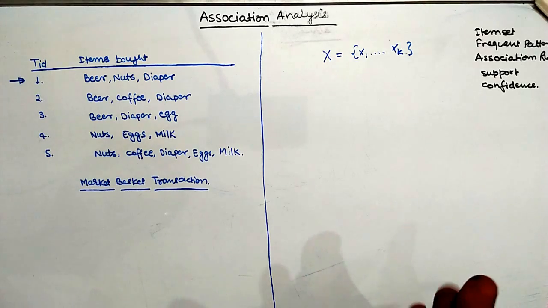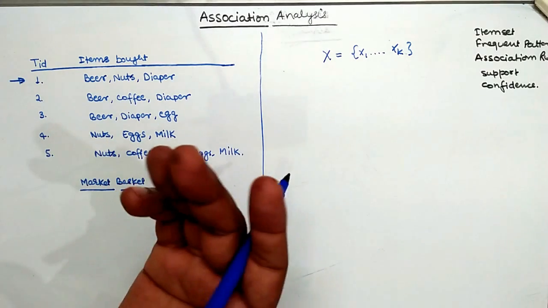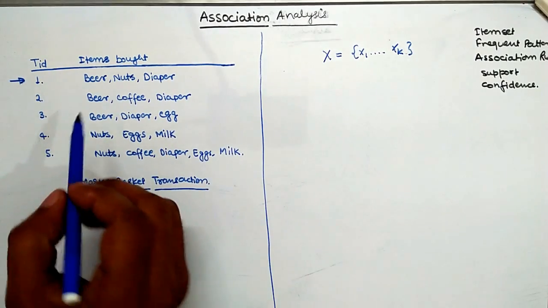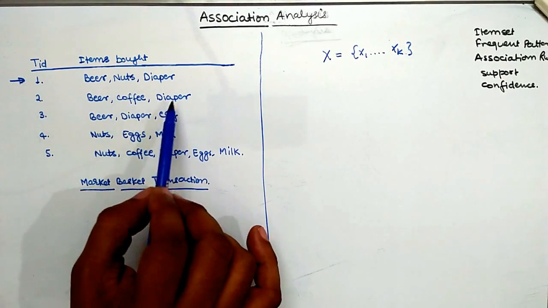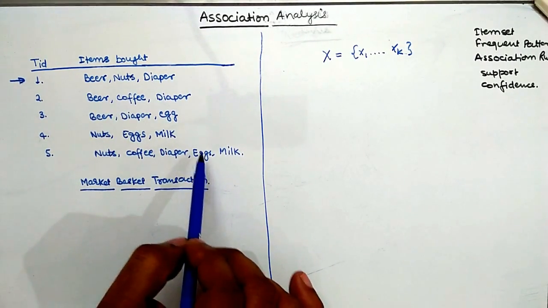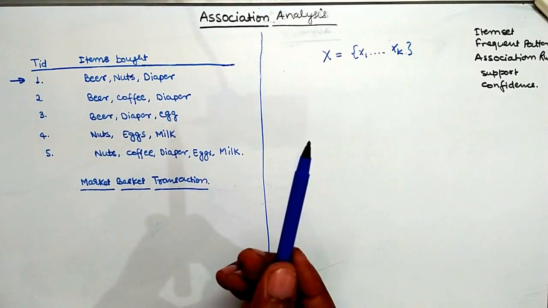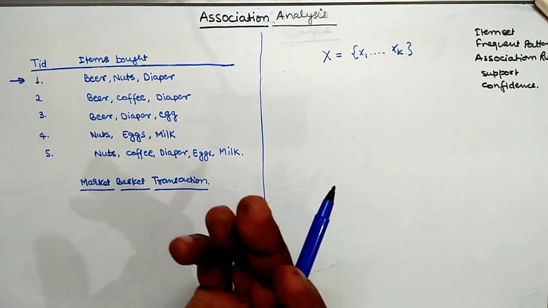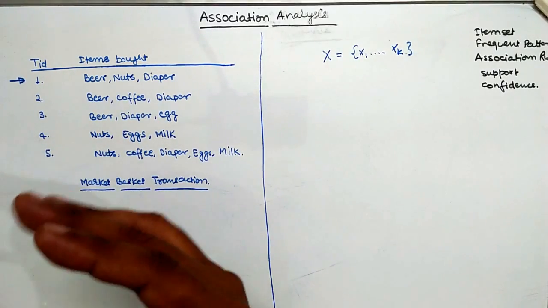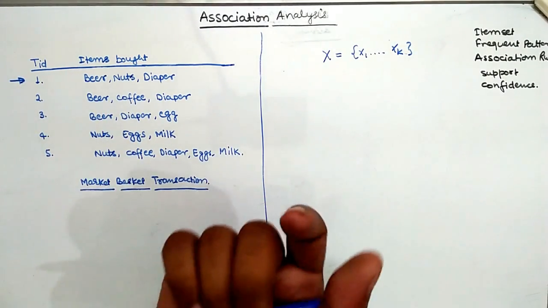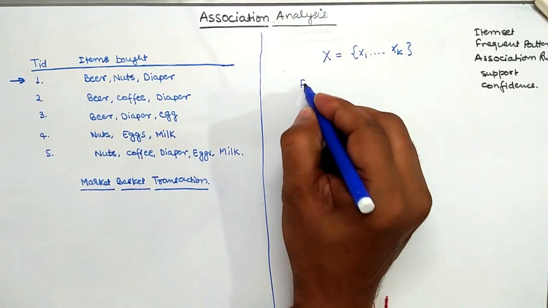the items or set of items which occur frequently in the data are known as frequent item sets or frequent patterns. Like in this example, beer occurs frequently, diaper also occurs frequently, egg also occurs frequently. We can say the items which are repeated in various transactions are known as frequent items. And if a combination of two items is repeated in various transactions, we call it a frequent pattern. So when a set of items repeats in the transactions, we call that set of items a frequent pattern.